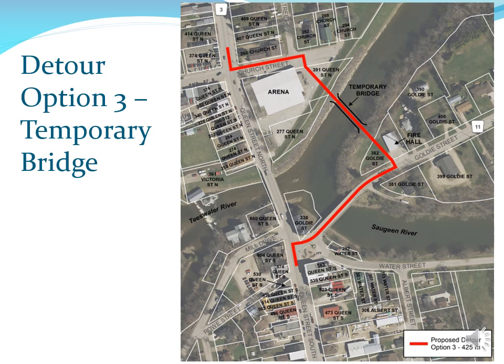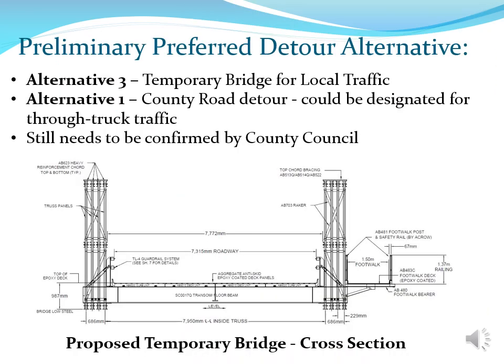So the third option, which we discussed last time, was an in-town detour with a temporary bridge across the Saugeen River. And that bridge was going to be a modular bridge built on site, sort of Meccano style or Bailey Bridge style. This cross section shows that it can handle 2 lanes of traffic plus a pedestrian sidewalk on probably the west side. Now this cross section is slightly narrower than the one that we showed you back in September.